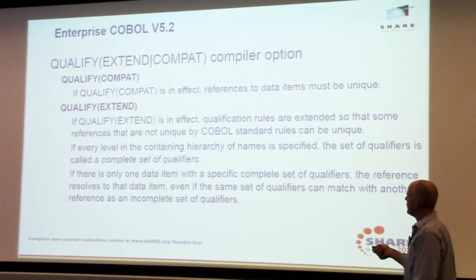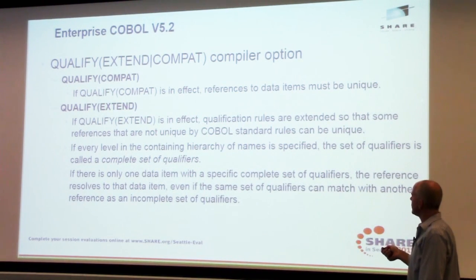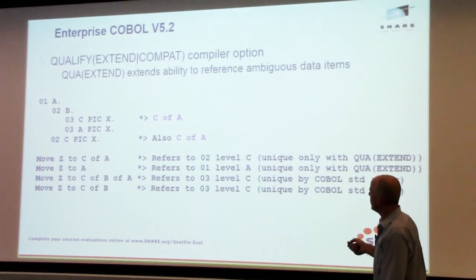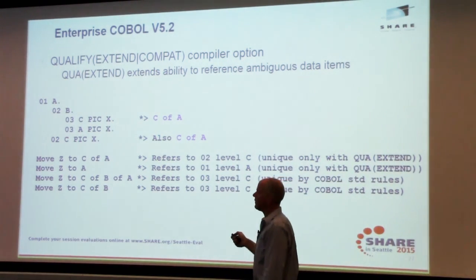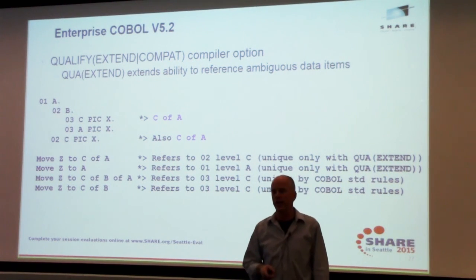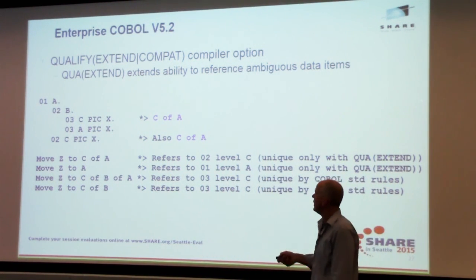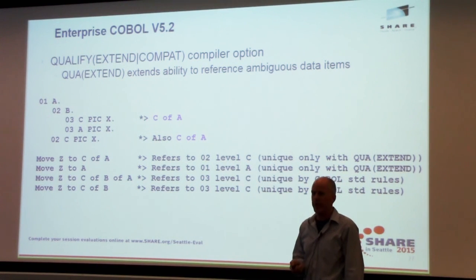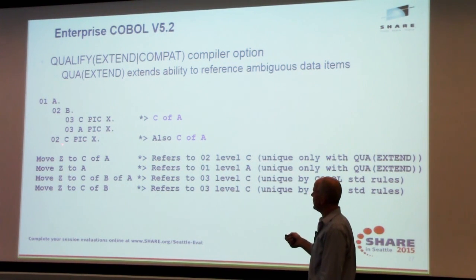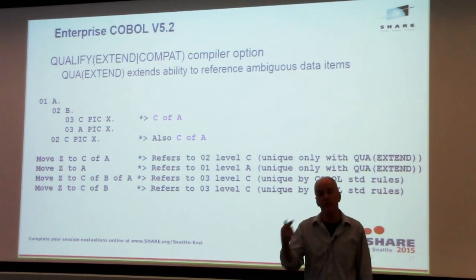So this qualify option introduces the concept of a complete set of qualifiers. And here's the challenge that the client had. They had data structures coming from somewhere else that they couldn't change, but they had to use somehow. In this data structure, you can see there's 2 A's and there's 2 C's. This A cannot be referenced by COBOL standard rules, and neither can this C. I can have C of B of A, that's unique. But if I say C of A, that actually refers to 2 different ones by standard rules.